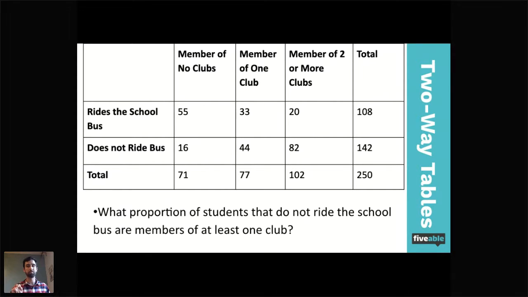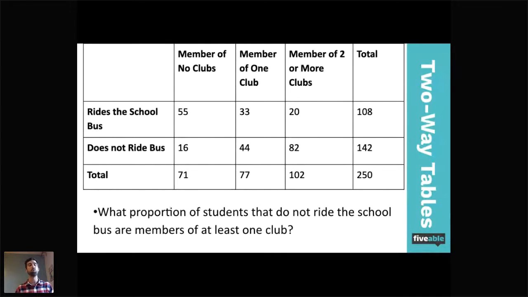This one's tricky. Member of at least one club. So we know it's going to be that 44. But then we also have that 82 that we need to add to it. Because 44 are a member of one club, but the question's asking for at least one club, which is tricky. They're trying to trick you here, right? At least one club. If I am in 2 or more clubs, I am also in at least one. The AP test is going to do that quite a bit when it comes to probability. So when it comes to the probability unit, make sure you're reading the question very, very carefully.